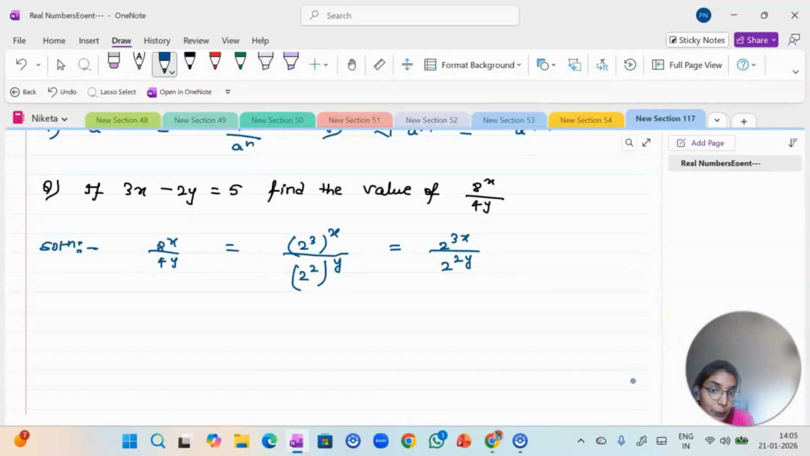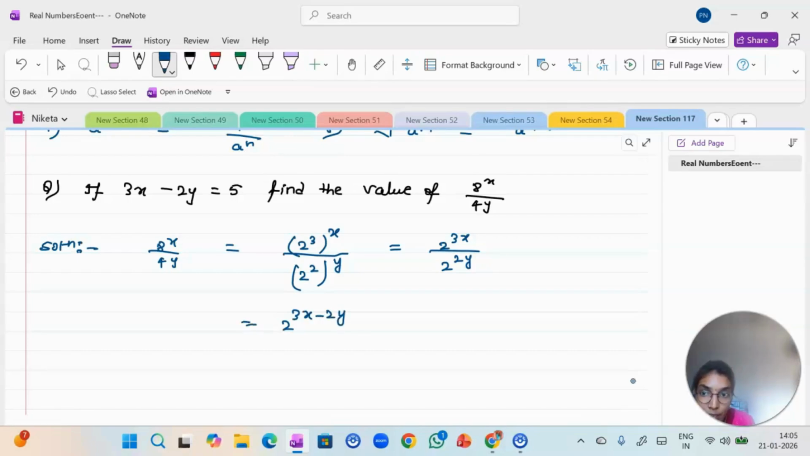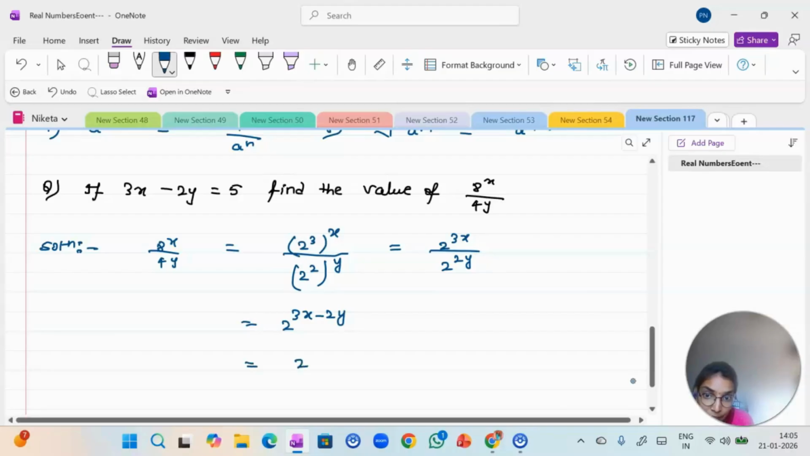Now we are going to use the quotient formula for the exponent. So we can write this as 2 to the power 3x minus 2y. Now if we see the question, we are given that 3x minus 2y is equal to 5. So you can write it as 2 to the power 5, which is basically equal to 32. I hope you have no doubt in this one.